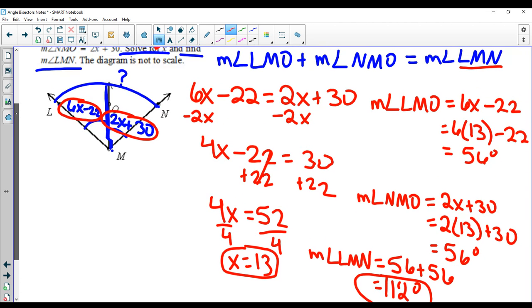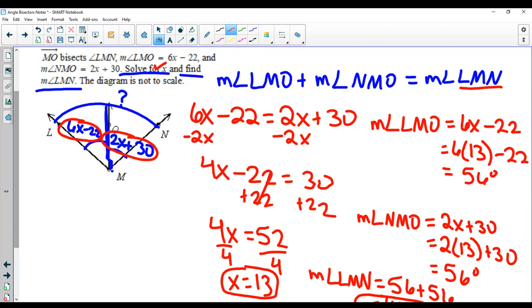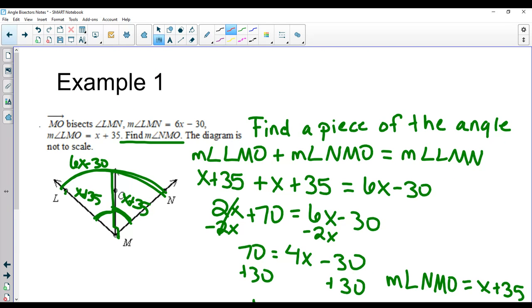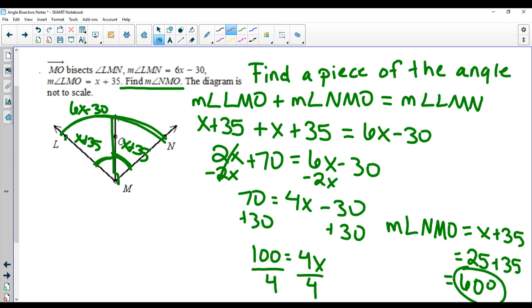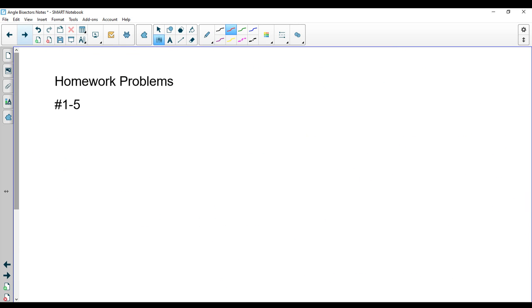Alright. That is how angle bisectors work. You will either set the two small pieces equal to each other and solve for x and do something with x, or you could go back to this first example and you'll use a small piece and the whole piece to find something else, okay? It just depends on how the problem is worded.